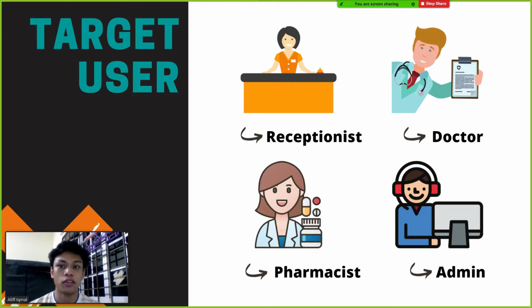The second user is the doctor. The doctor will have a consultation session with the patient, and then will input some reviews regarding the patient's condition, and then assign a prescription for the pharmacist to view. The third user is the pharmacist. The pharmacist will basically receive the order from the doctor, and he or she will prepare the drugs for the patient.